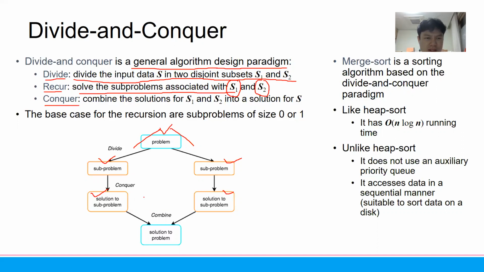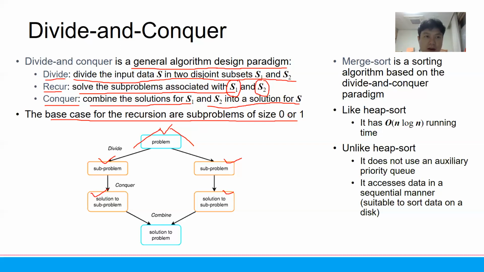And then finally we want to conquer. Some literature uses not divide, recur, conquer, but divide, conquer, and combine. Basically they're the same. So the conquer means we want to combine the solutions for S1 and S2, and put them into S. As you might know, it is based on recursion. So the base case for recursion are subproblems of size 0 or 1.